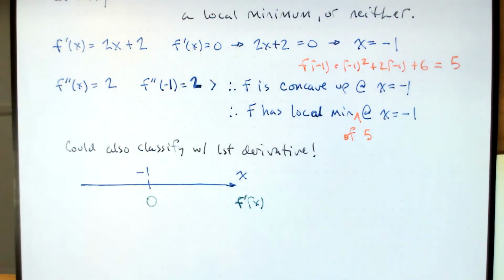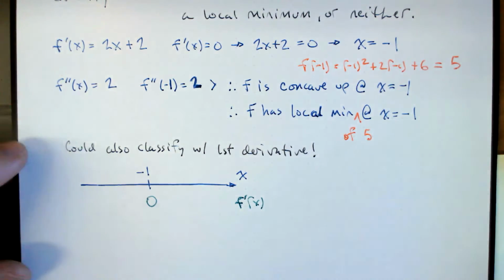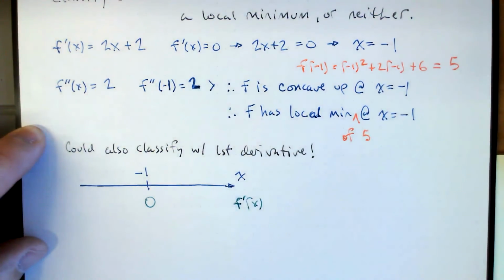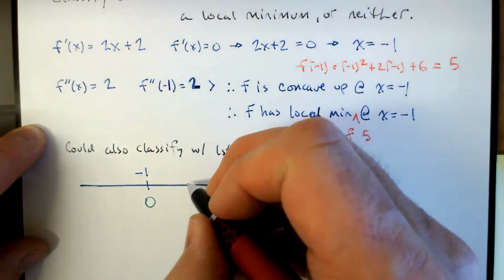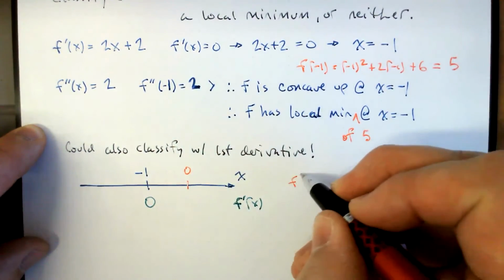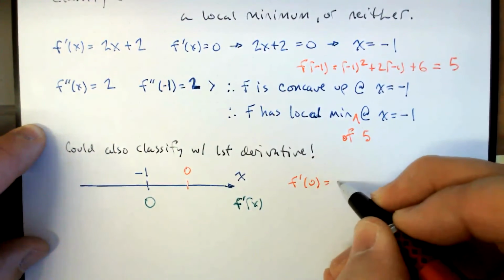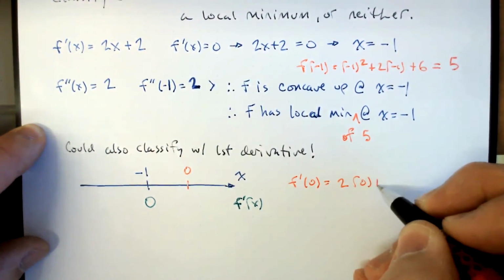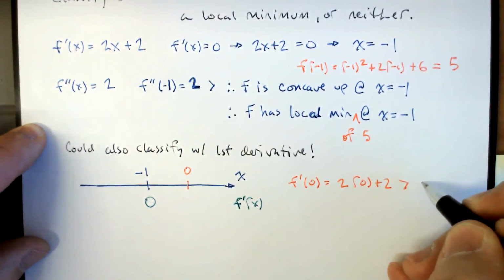So we'll look at values less than -1 and greater than -1, plug them into the derivative and see if we get a positive or a negative. So if I test something greater than -1, let's say 0, f prime of 0 will be 2 times 0 plus 2, which is positive.